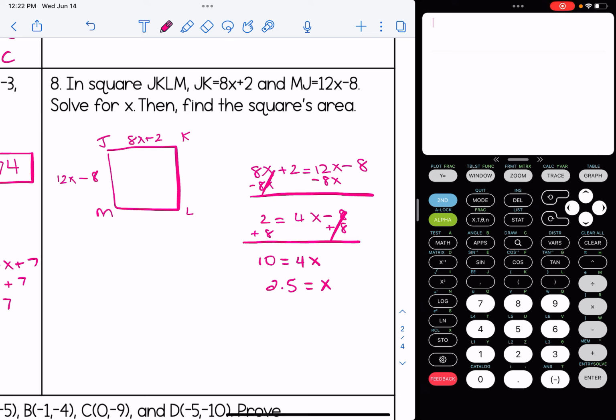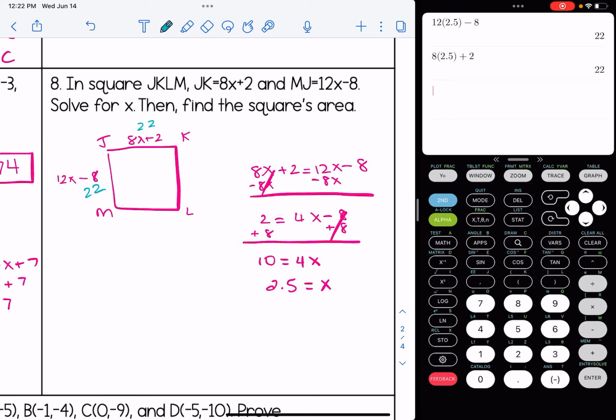So we answered the first part of the question, but let's find what one side of the square is equal to. If I find, let's say, JM, I'm going to use my calculator over here. If I plug in 2.5, 12 times 2.5 minus 8, that tells me that one side of the square, I'll fill this in here, is 22. If I plugged 2.5 into JK, 8 times 2.5 plus 2, you'll see I get the same answer, so it doesn't matter which one we plug into.